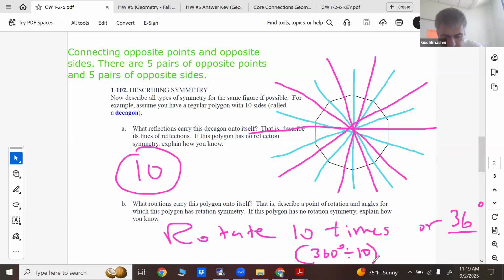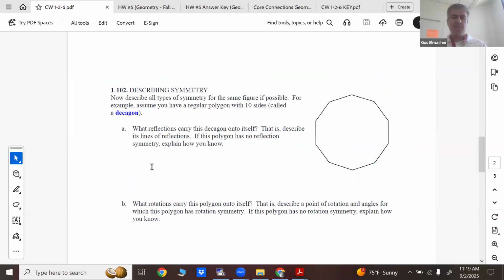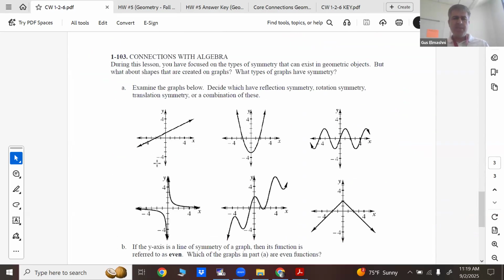Okay. So let's talk about the last page, and then we're done with the notes. I'm just trying to understand the last page. Any questions on this so far? We're good? All right. Okay, last page. I'm just trying to understand it.